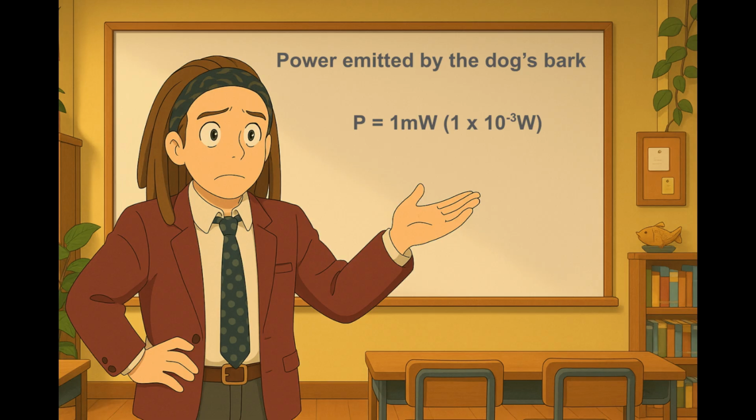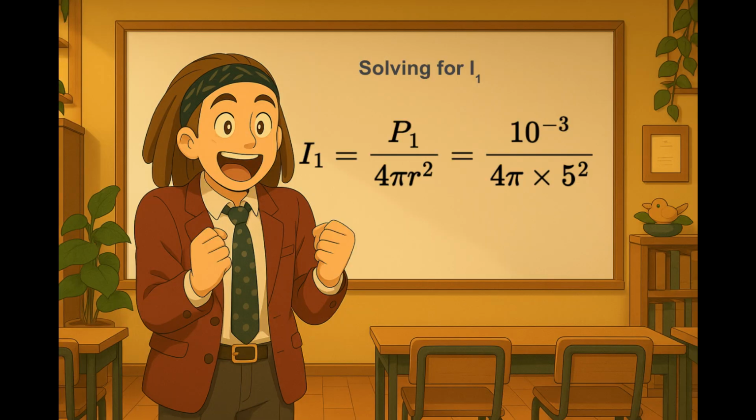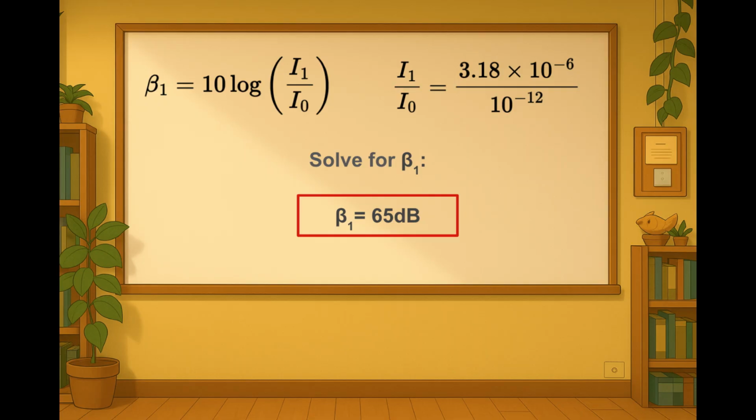Now, calculate the sound intensity: I equals 0.001 watts over 4 times pi times 5 squared square meters. This calculation gives us approximately 3.18 times 10 to the power of minus 6 watts per square meter. Next, we calculate the sound intensity level, beta. Beta equals 10 times log base 10 of 3.18 times 10 to the minus 6 watts per square meter over 10 to the minus 12 watts per square meter. Calculating this gives us approximately 65 decibels.